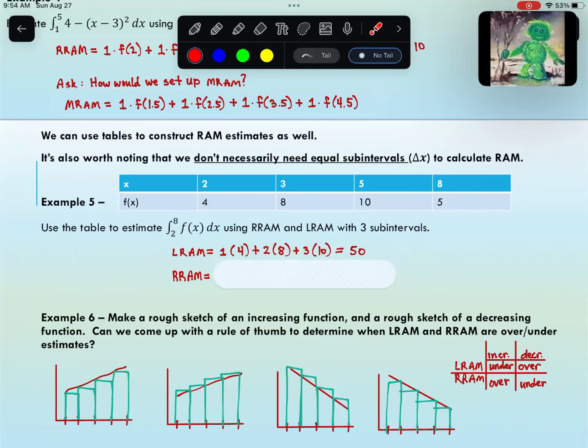For RRAM, we're going to see the same widths, but different numbers plugged in for the now differing heights based off of the right f of x values for each subinterval. We see the 8, the 10, and the 5 now being used, giving us a different estimate than LRAM.